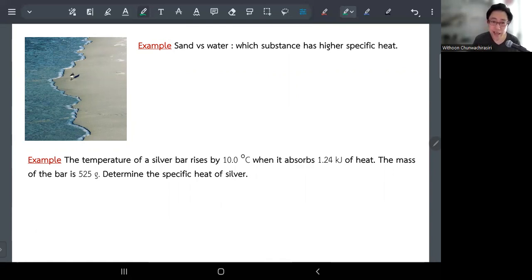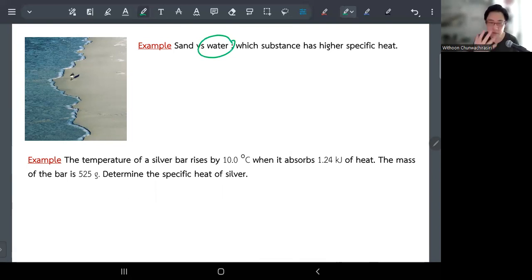What do you think? Sand or water? Just make sure that you got it right. All right, okay, you don't need to type it in, but at least you have to think in your head. And the answer is very good. It's going to be water. Okay, so just make sure that you get that answer in your head.